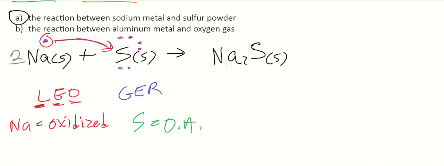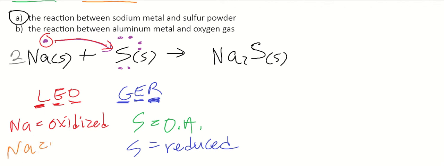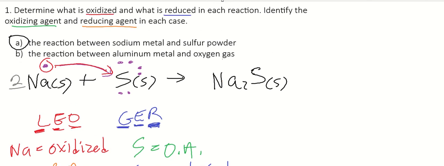What is gaining electrons? Sulfur is gaining the electrons, so sulfur is being, what's that R stand for? Reduced. All right, what is reducing it? That's the reducing agent. Sodium is the reducing agent. Get it? All right, let's move on to B.